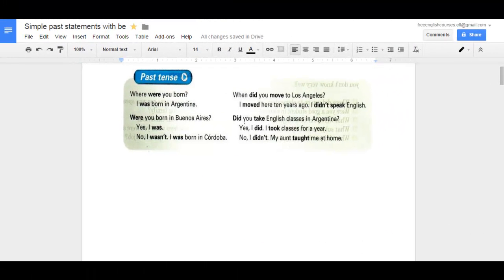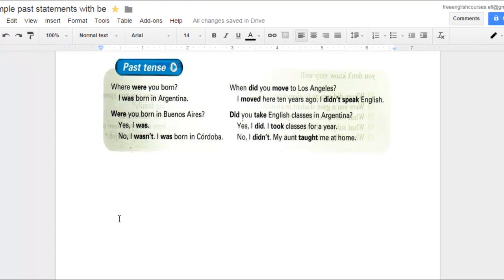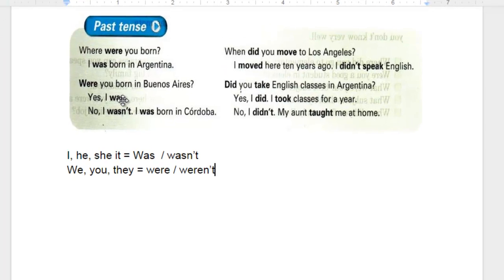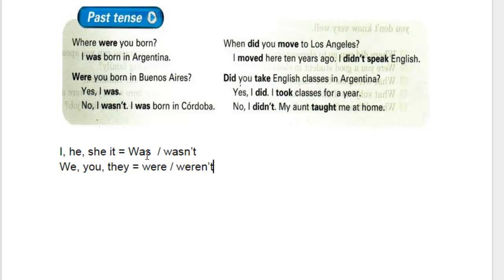The first thing that I would like to explain regarding this topic is one basic rule, and that's the verb to be. So let me get to that. The verb to be will change depending on the pronoun that you use. For instance, whenever you use the pronouns I, he, she, or it, the verb to be that we're going to have to use for positive sentences is was. And whenever we make a negative sentence, then we're going to have to use wasn't.